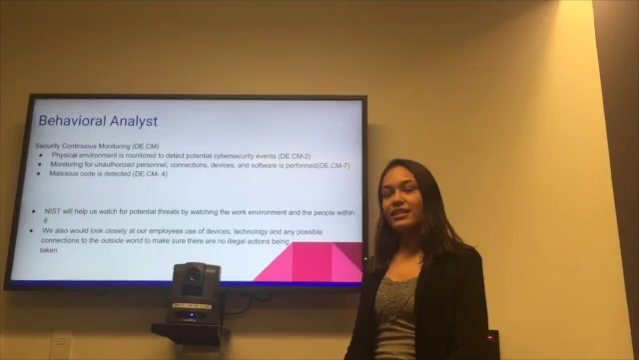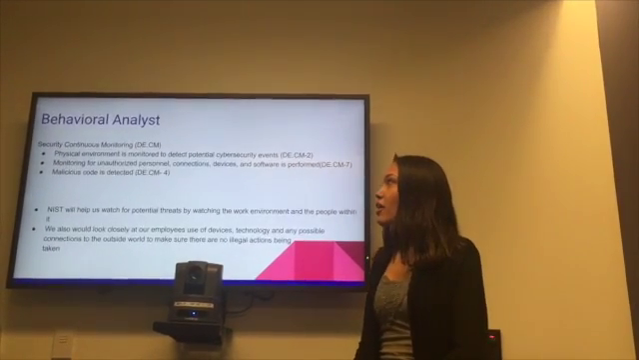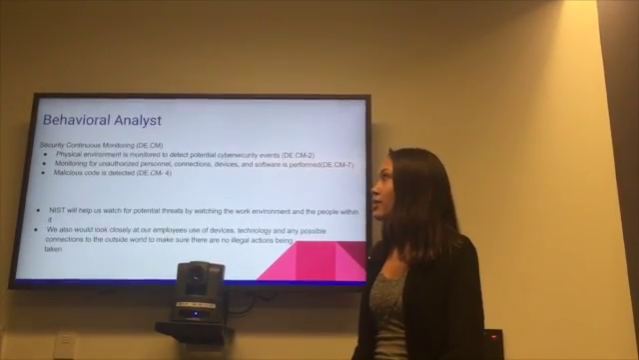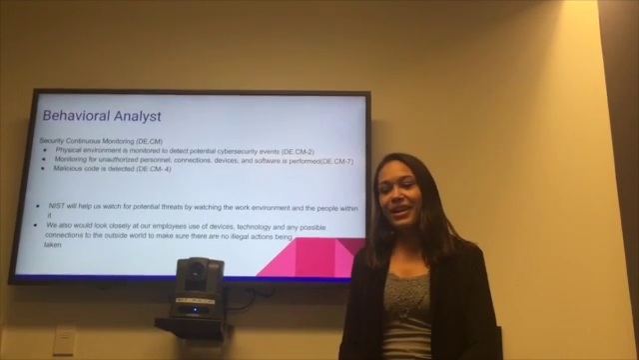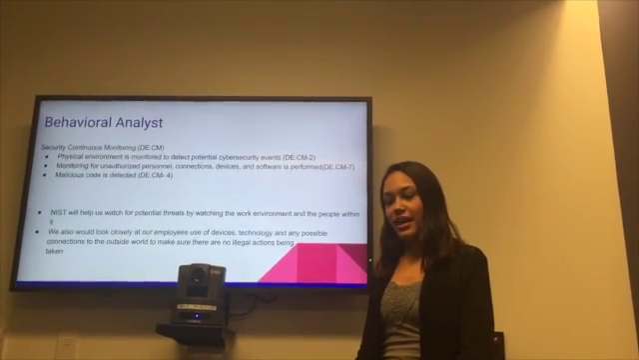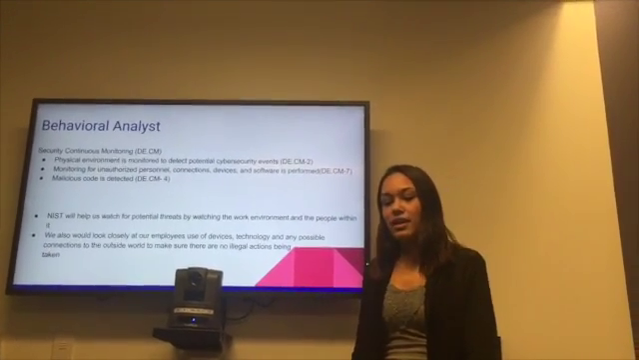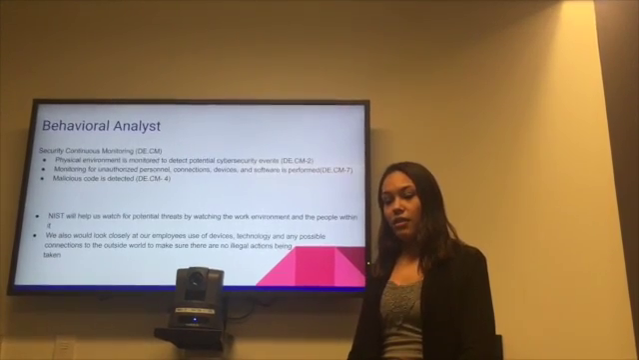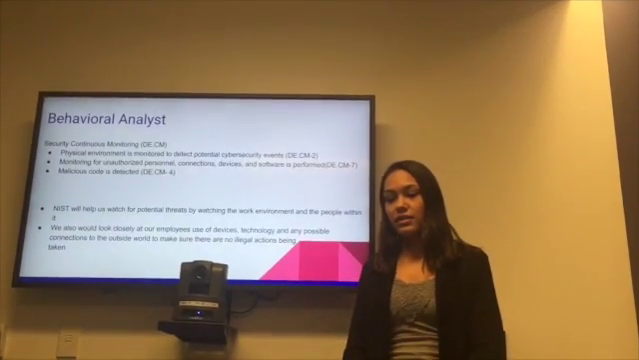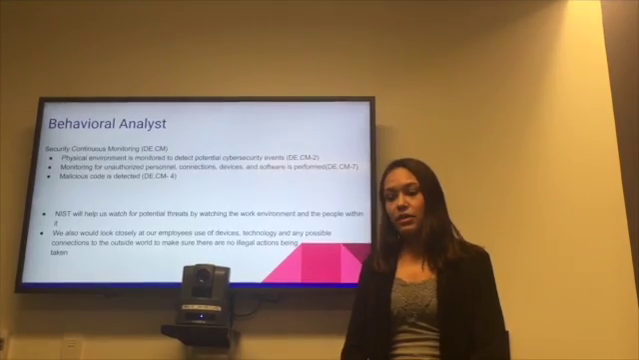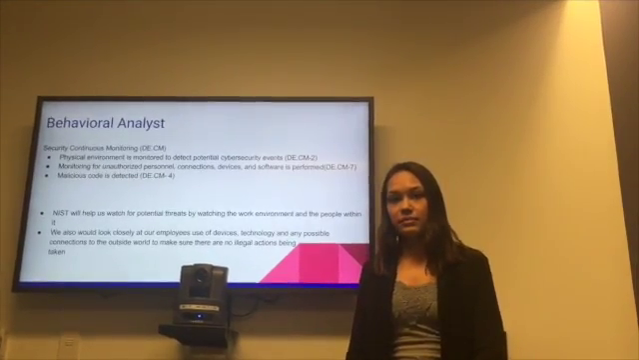Continuing with the behavioral analyst, under the security continuous monitoring of the NIST framework, the physical environment is monitored to detect potential cybersecurity events, and monitoring for unauthorized personnel, connections, devices, and software is performed. Malicious code is also detected.